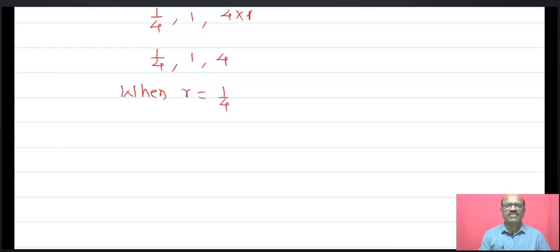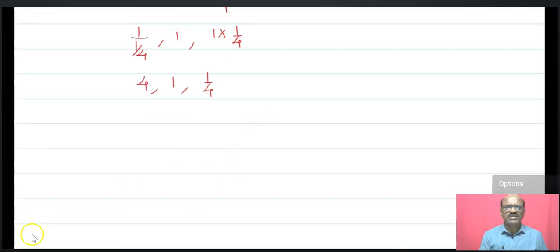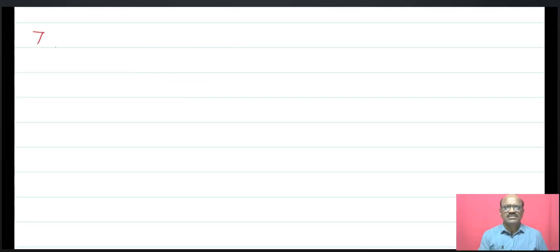And when R is 1 by 4, the terms are like this: 1 by 4 upon 1 upon 4, 1, 1 into 1 by 4, and this will become multiplied and reciprocal, and their values are 4, 1, 1 upon 4. Therefore, the C option is the correct one.